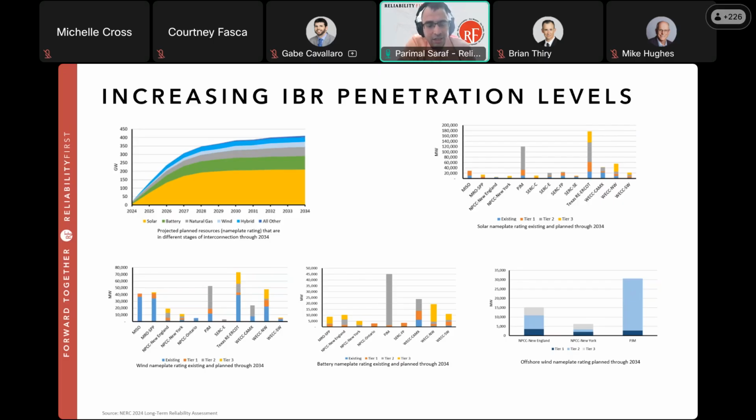And the last image is the offshore wind. Again, a lot of offshore wind, around 30 gigs, is in the tier two queue. As mentioned earlier, a lot of these might fall out of the queue, but still a significant amount. Next slide.